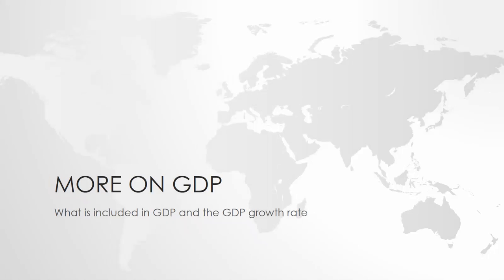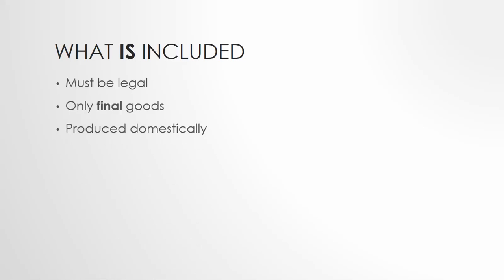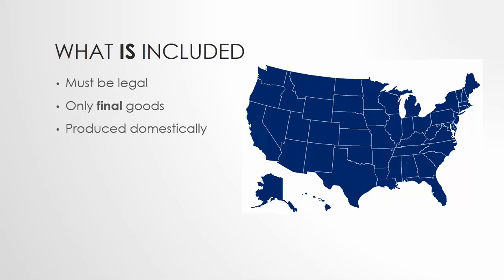Today we're going to talk a little bit more about GDP, and I'm going to cover what is included in GDP and the GDP growth rate. Here we go. So first I want to talk about what is included in GDP. For a good to be included, it must be legal. That's pretty straightforward. Only final goods are included. A final good is just anything that is ready to be purchased in a store by the consumer. And it also must be produced domestically, or within a nation's borders, like the United States.